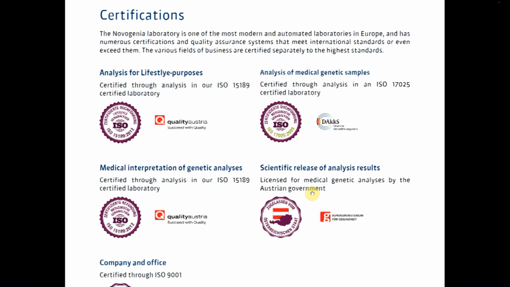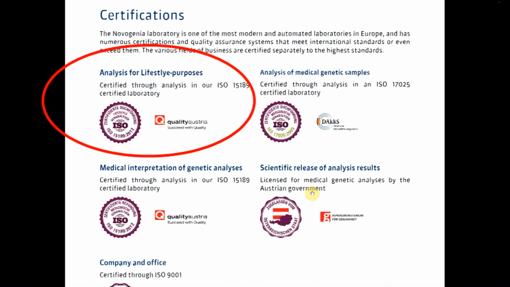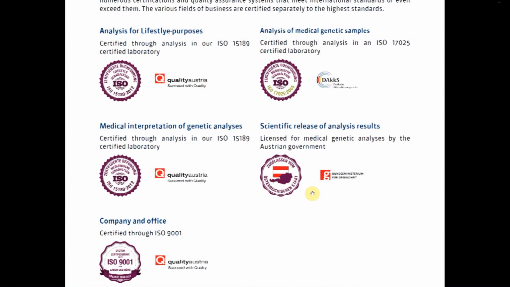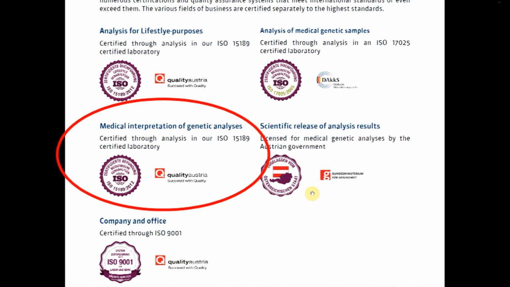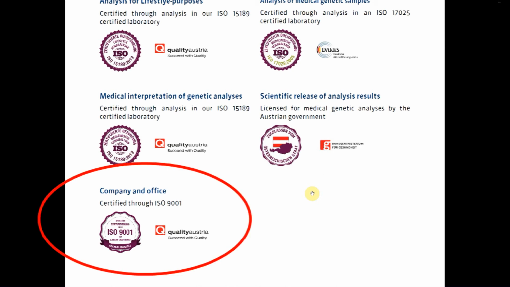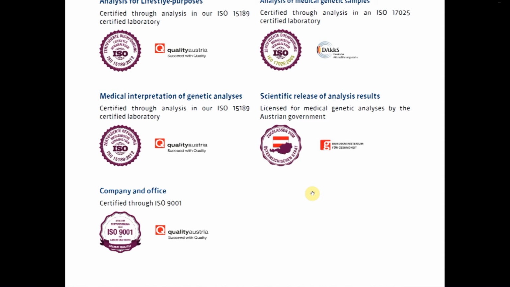Then the optional certification, the ISO 15189 certification, is the highest level of quality certification you can have for a medical laboratory. So it looks at quality control, checking for errors, validation of all processes and so on. And this certification applies to lifestyle analyses for weight management and healthy nutrition, as well as for medical interpretation and genetic analysis. And the company and office is ISO 9001 certified. This is all about document control, continual improvement, and so on.